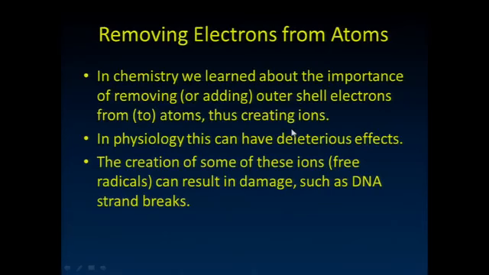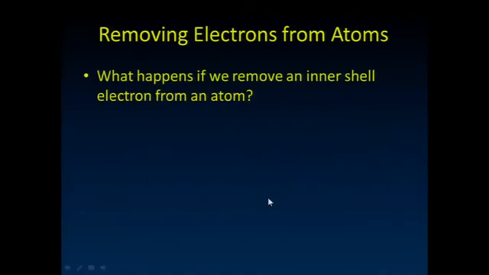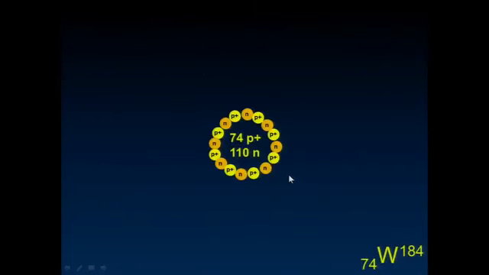You know, in chemistry, we learned about the importance of removing or adding outer shell electrons from atoms, creating ions, right? In physiology, this can have fairly deleterious effects. If you remove an outer shell electron, you create some of these ions, some of these free radicals. The hydroxyl radical, unfortunately, we're about 70% water, right? So you can create a lot of OH minus ions there, and they can result in significant damage to biologic tissues. So let's look a little bit at what happens if we start removing electrons from atoms.